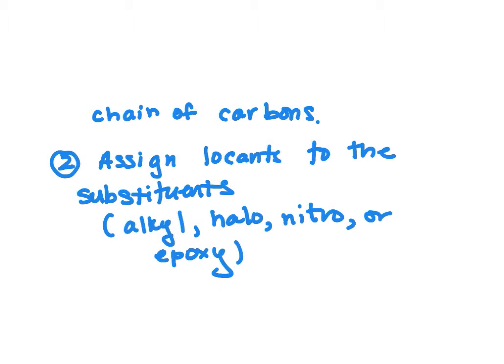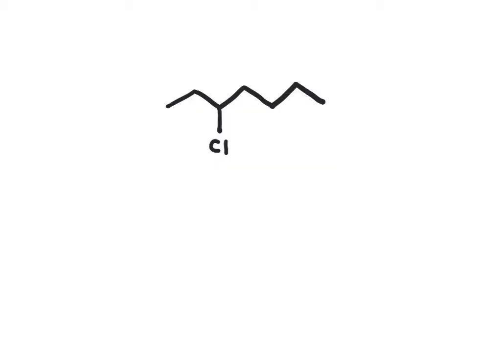So as I said in the beginning, the best way is to practice. So now we're going to practice. Here we have an alkane with a halogen substituent, and that halogen substituent is a chloro group. We need to find the longest continuous chain of carbons. Okay, so let's look here. Here is a continuous chain of carbons. It is the only chain of carbons, so let's number it. 1, 2, 3, 4, 5, 6, 7.